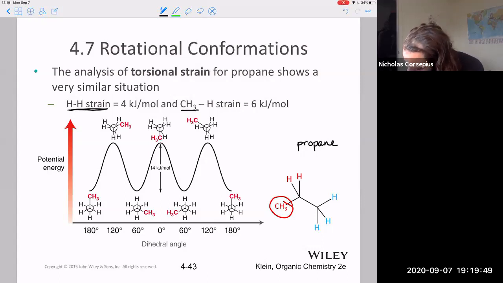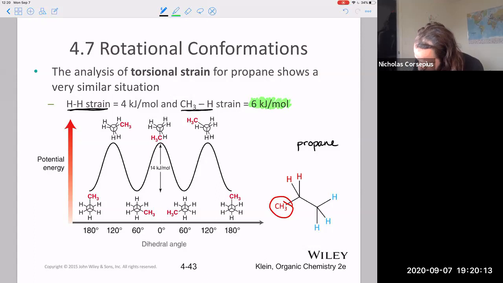Well, what about now this methyl group hydrogen strain that we're going to incur? This is going to have a larger penalty of 6 kilojoules per mole. So now I have a penalty of 4 for every hydrogen that's eclipsed, but for every methyl hydrogen that's eclipsed, now I have to add a penalty of 6.